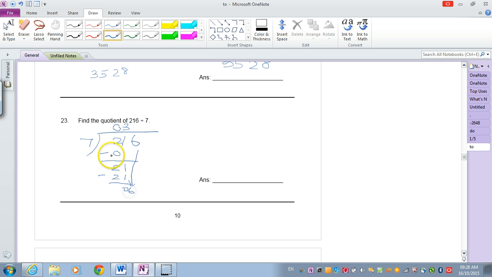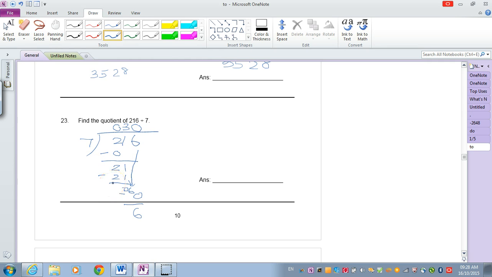Can 6 be divided by 7? Once again, no, 6 cannot be divided by 7. Because 1 times 7 is 7, so 6 is not enough, so it will be a 0 here. So 0 times 7 gives me 0 again, so minus 0, and I get this. So I actually have an answer of 30, remainder 6.